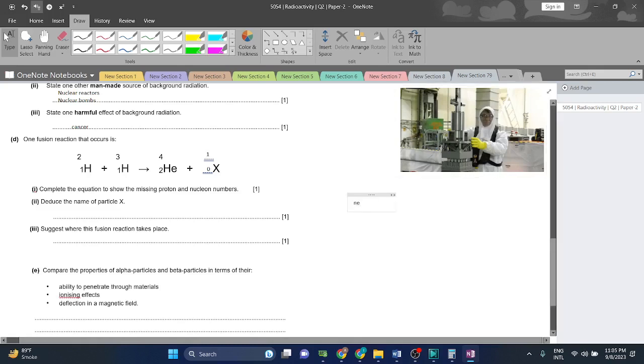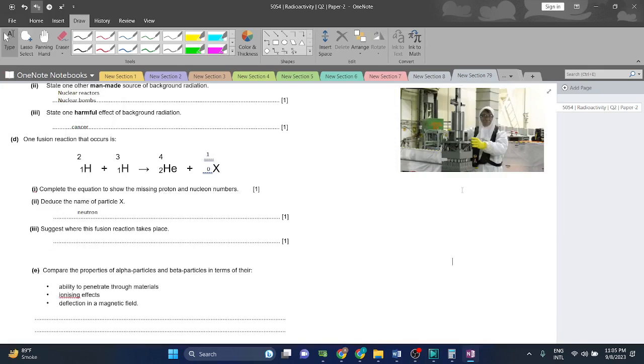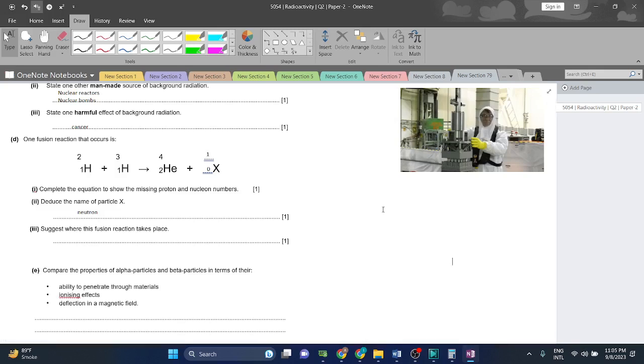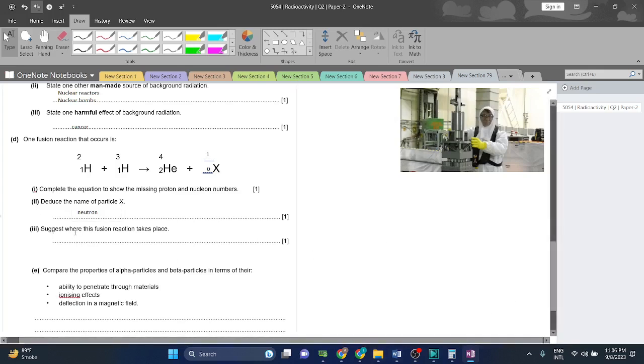Okay, neutron, simple as that. Suggest where this fusion reaction takes place. So as we all know, fission takes place in a nuclear reactor, and fission is the splitting of one larger nucleus into two smaller nuclei or several smaller nuclei. Okay? So that is going to be fission, but in fusion two smaller nuclei form one bigger nucleus, right? So yeah, this will happen in the sun.